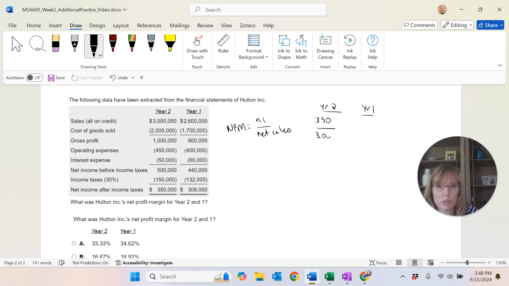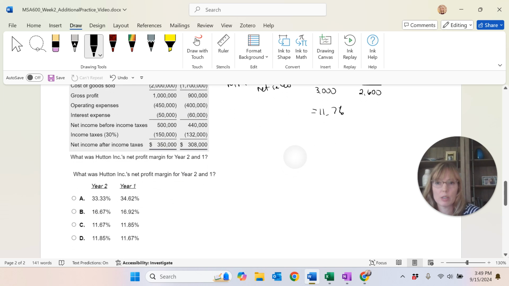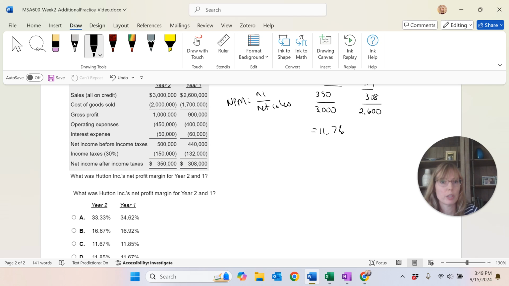350,000 divided by 3 million, and 308 divided by 2.6 million. This works out to be 11.7% for year 2 and 11.85% in year 1. Okay, so this must be answer C.